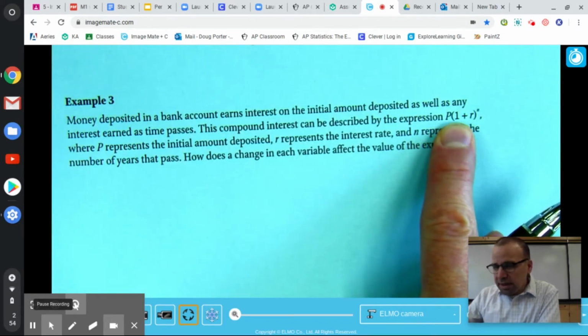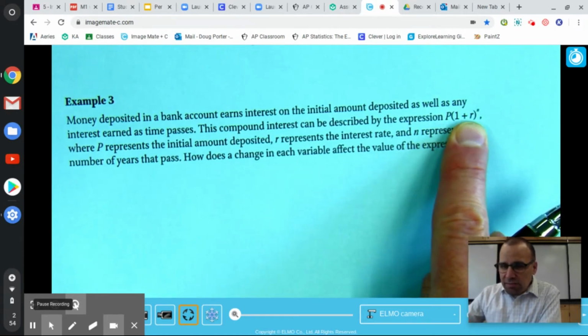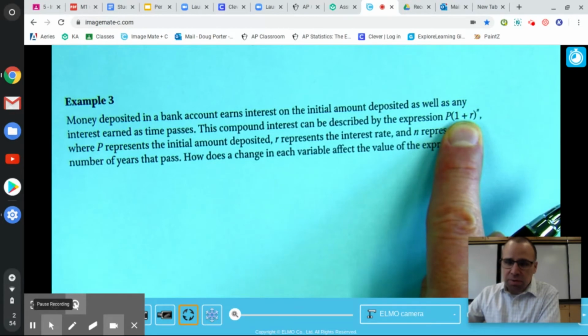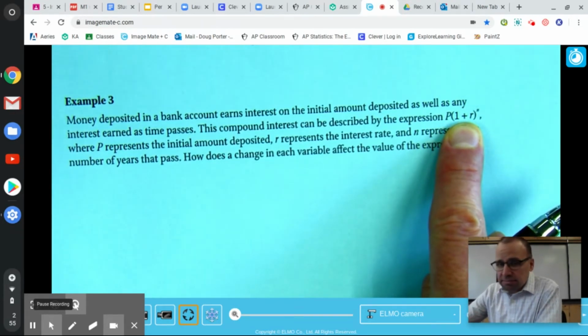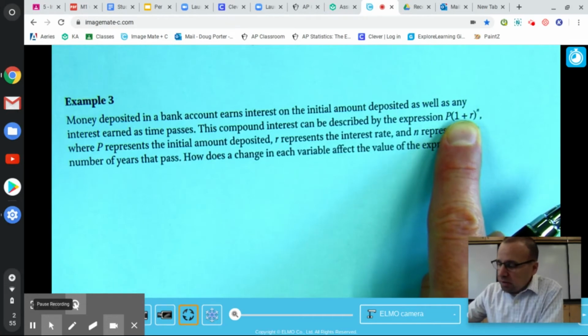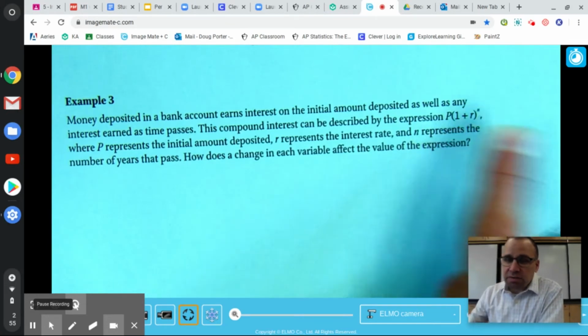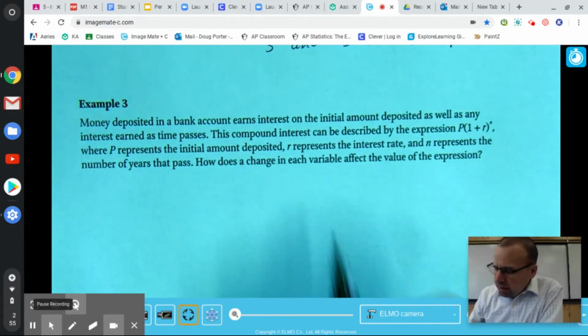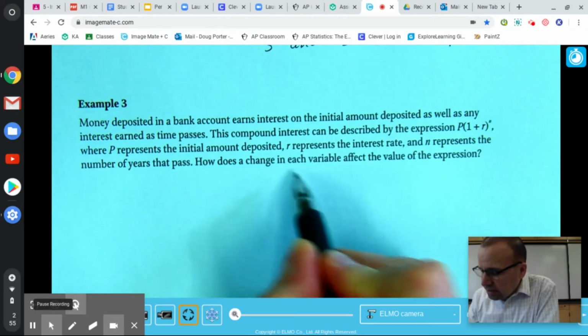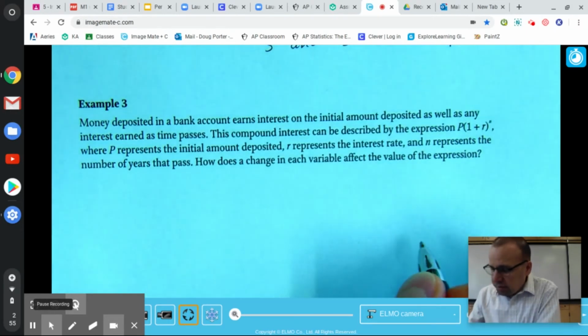The 1 is kind of like a placeholder. So if you didn't have a rate, nothing would happen to your principal, because when we multiply by 1, nothing will happen. So we always go 1 plus r. Now if it was decreasing, it would be 1 minus r. And we're going to raise that to the n power. And it basically says, how does each change in each variable affect the value of the expression?